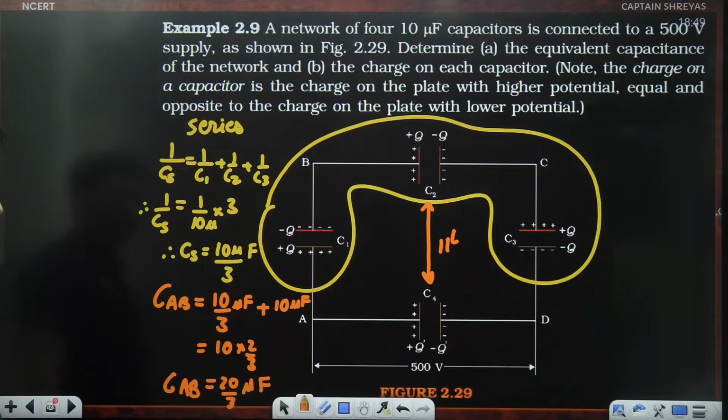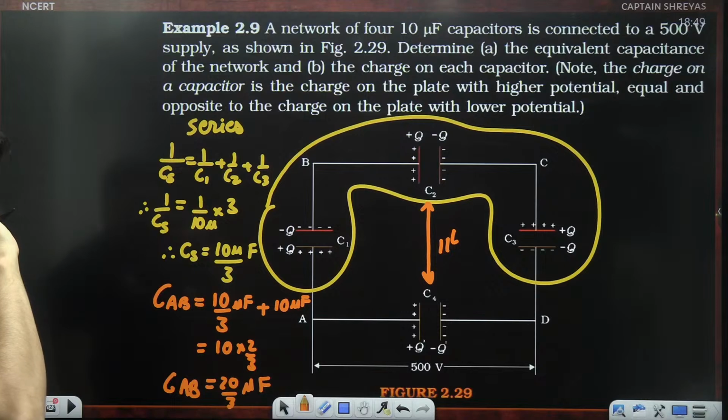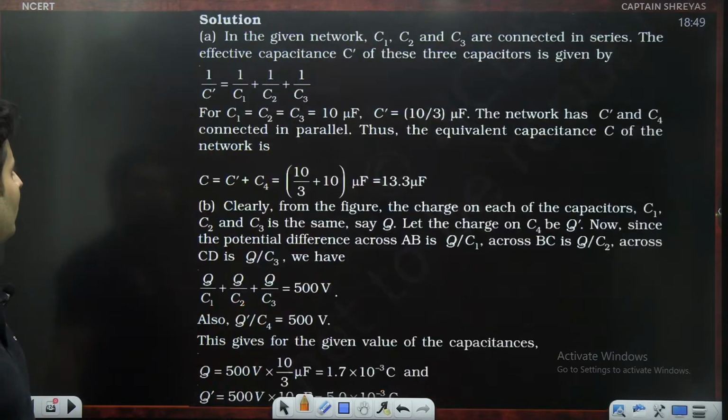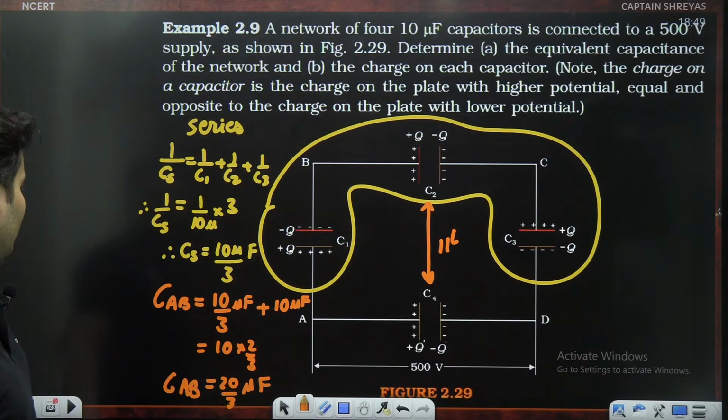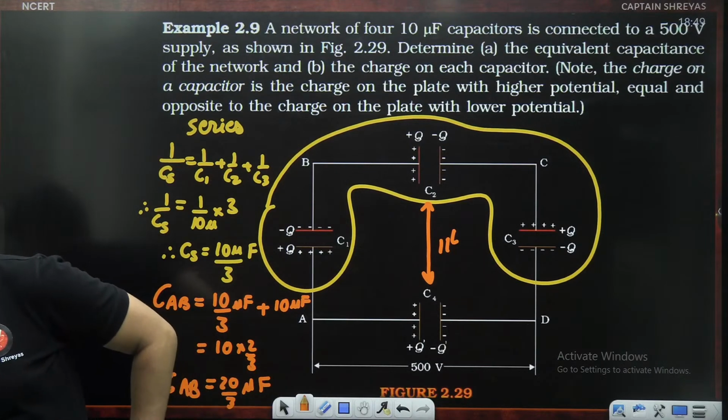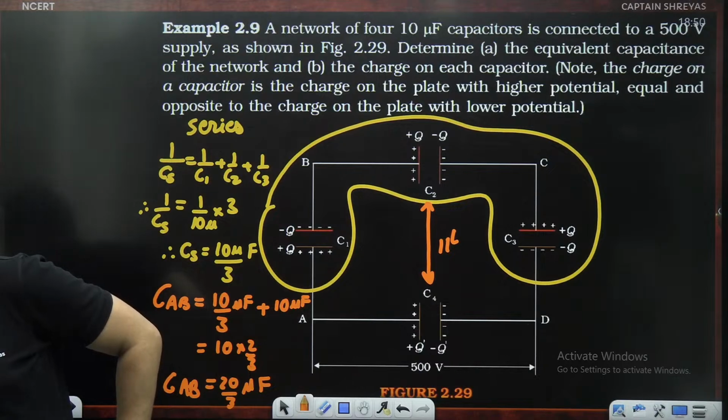Is that right, everyone? Clear till this point? Yes. 40 by 3. Did we do something wrong? Everything fine, right? I think 40 by 3 should be wrong. Pratibha, just check that out.